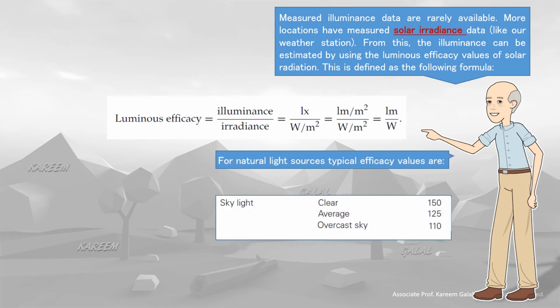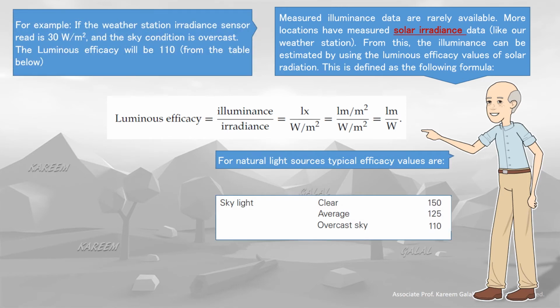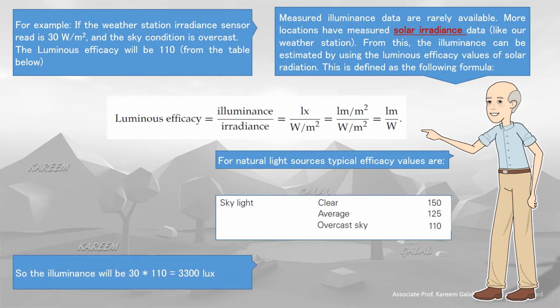For natural light sources, typical efficacy values are given. For example, if the weather station irradiance sensor reads 30 watts per meter square, and the sky condition is overcast, the luminous efficacy will be 110, from the table below. So the illuminance will be 30 by 110 equals 3300 lux.